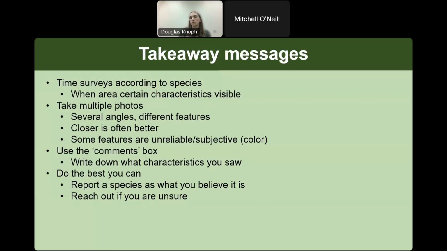If you have a bunch of pictures of a species and you're completely unsure as what to report it as, you can also reach out to us directly. Just send us an email with those photos attached and say, hey, I found this. I don't know what it is. I think it might be an invasive. We can take a closer look at it.